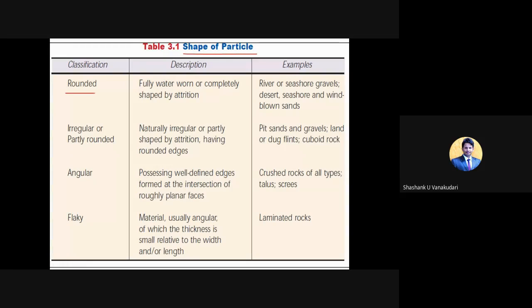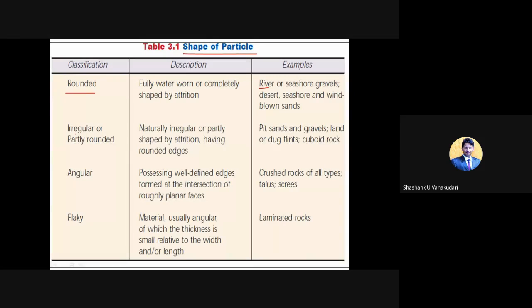Suppose it is rounded, fully waterborne or completely shaped by attrition. For example, consider the aggregates available near the seashore, gravels, and even those available in rivers. Basically, we need to avoid the fine aggregate parts of the seashore, but the coarse aggregate available in the seashore we can treat chemically and then use in constructions.